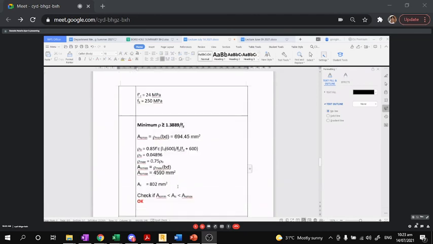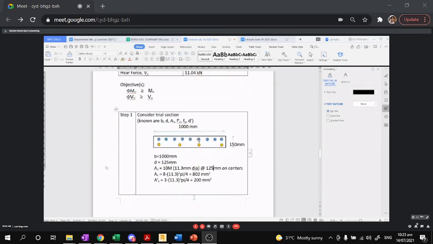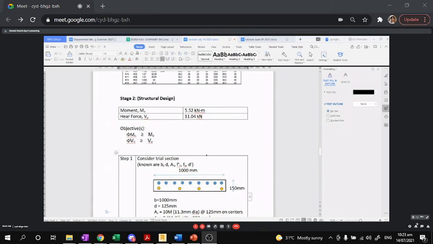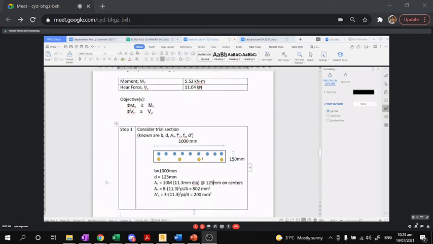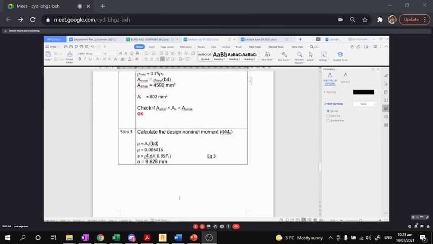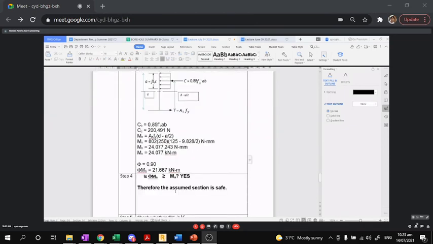Okay, so you can increase the reinforcement, but as we have found here, even though 8 bars of 10 mm, ipasar na siya, dako na kayo ang clearance niya. With 8 pieces of 10 mm diameter, nakakuha ako og design capacity nga 21.667. Unya ang inyo 5.52 ba ya?